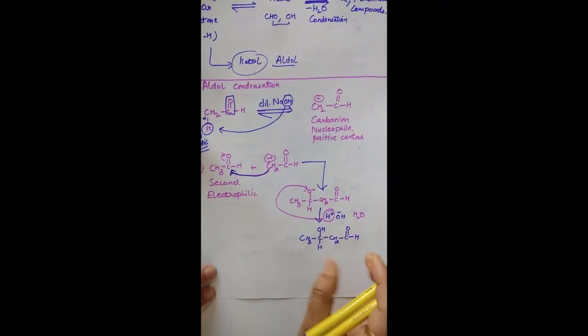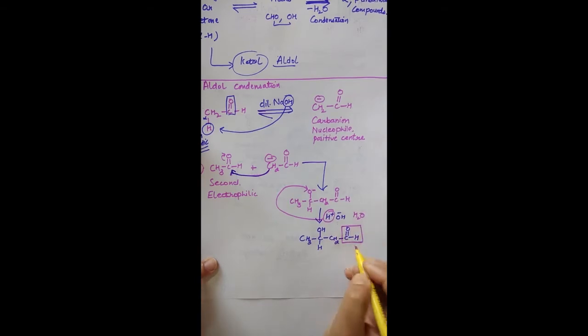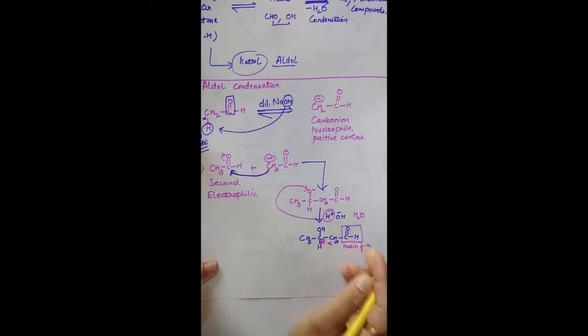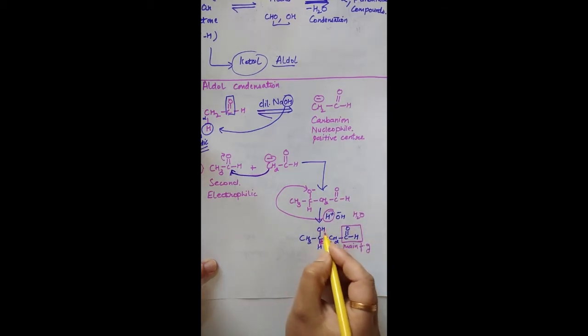Now look at this molecule here. This is the main functional group. This carbon is alpha to this main functional group. This carbon is beta to this one. So at the beta position you have OH.